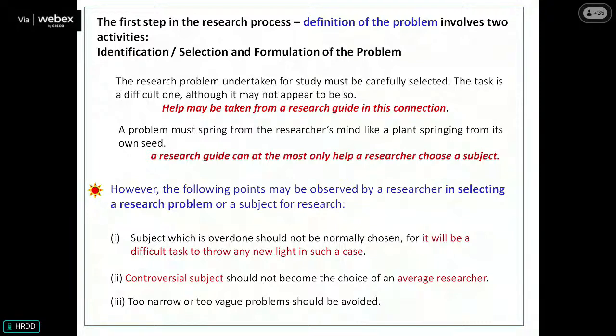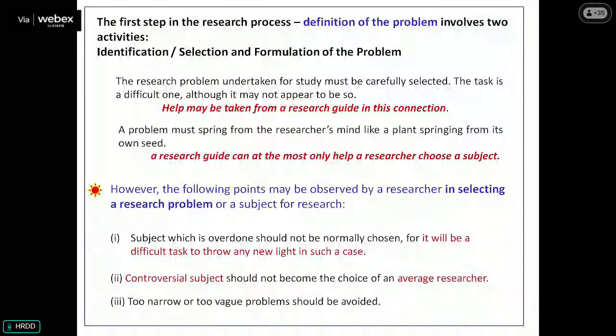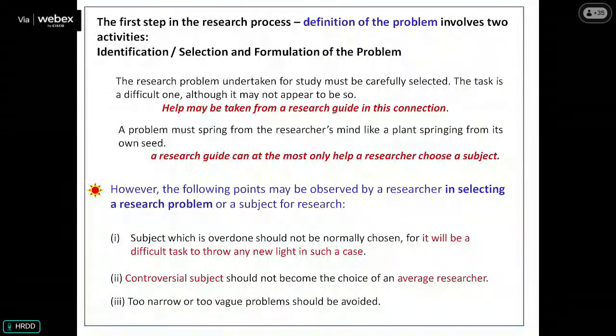A problem must spring from the researcher's mind like a plant springing from his own seed. A research guide can at the most help a researcher choose a subject. Okay, so everything should come from the researcher's mind. The research guide will be only a support like that. However, the following points may be observed by the researcher in selecting a research problem or subject for research.